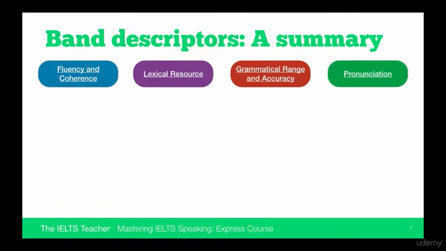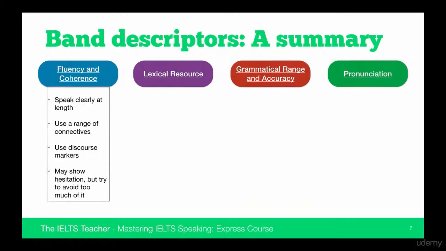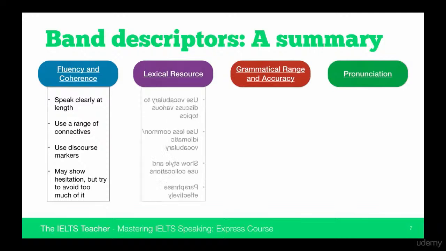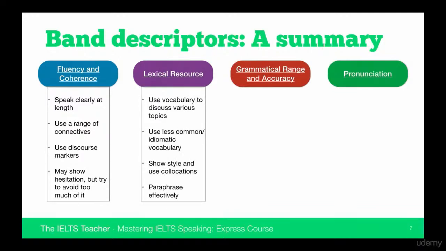So what are the criteria for achieving a band 7 in each of these categories? Well, for fluency and coherence, you need to speak clearly at length, use a range of connecting expressions, use discourse markers, and you need to try to avoid hesitation, but don't worry too much about it because you can hesitate a bit.